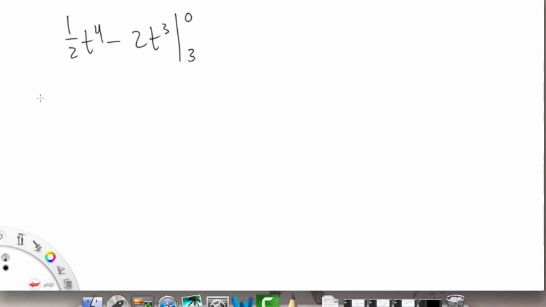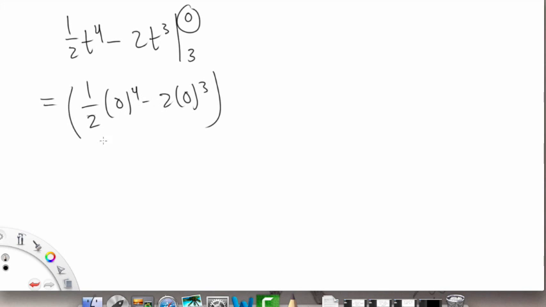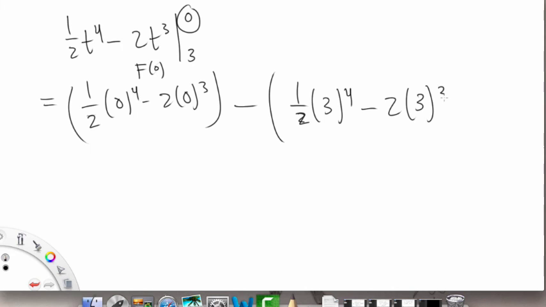If we do that, we plug in the upper limit first, so this 0. We have 1/2 times 0 to the 4th minus 2 times 0 to the 3rd. That's when we plugged 0 into our antiderivative, capital F. This is going to be minus when we plug in the lower limit, so 1/2 times 3 to the 4th minus 2 times 3 to the 3rd.